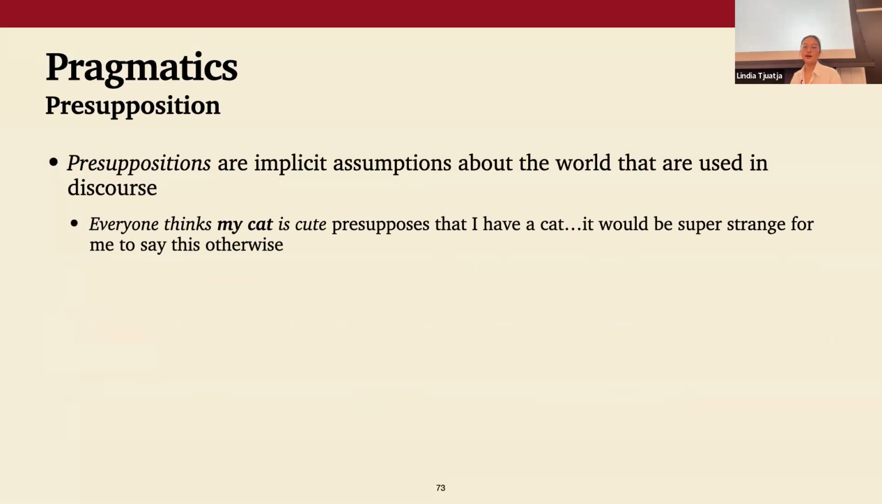So one important thing to remember in pragmatics is the idea of presuppositions. In discourse, we have an agreement on what we know and what we're talking about at the moment. And we have implicit assumptions about the world that we act on. So I already told you guys and showed you a photo of my adorable cat. If I say something like, everyone thinks my cat is cute, which is true, this presupposes that I have a cat. It would be super strange for me to say something like this if I didn't have a cat. And also if no one knew about my cat.